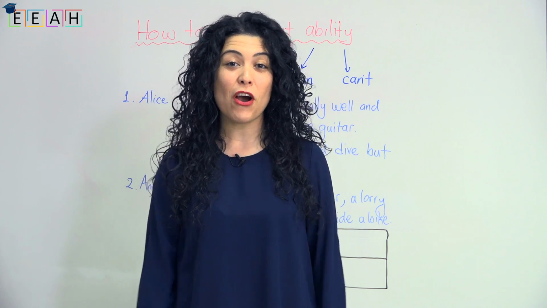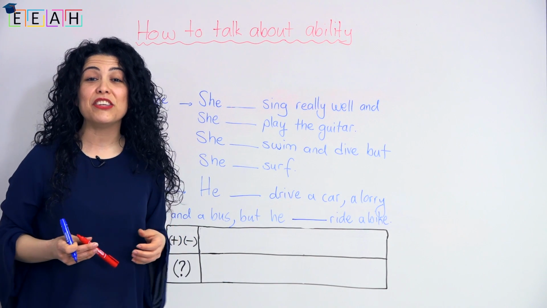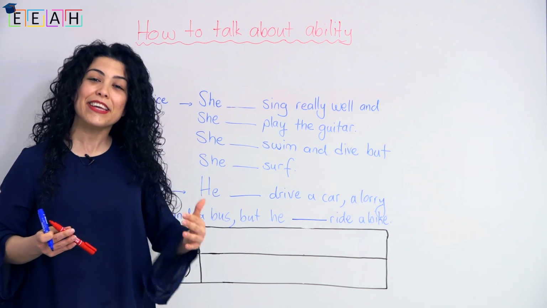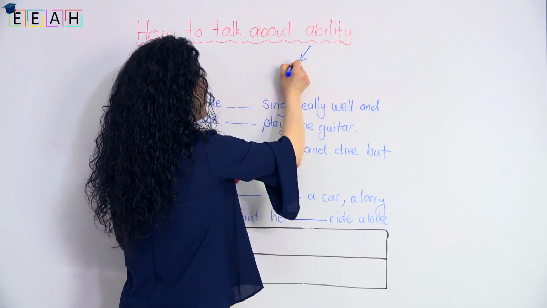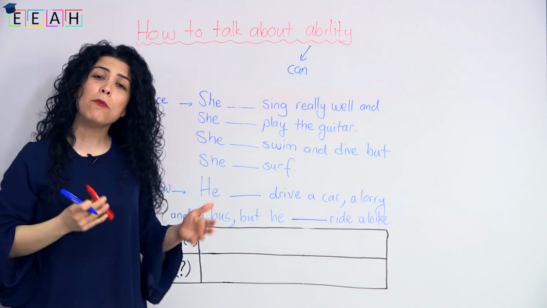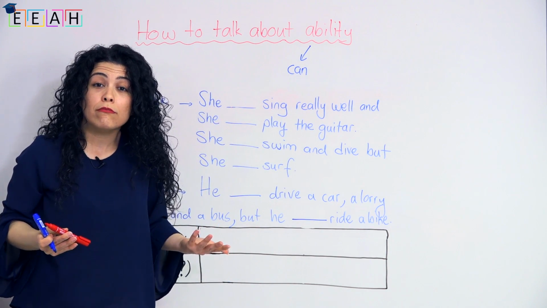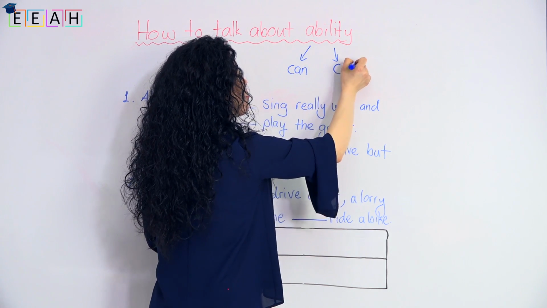Today, I'm going to teach you how to talk about ability. Abilities, skills, things you're able to do. We use can to express our abilities. What about things you're not able to do? Right? We use can't to talk about them.